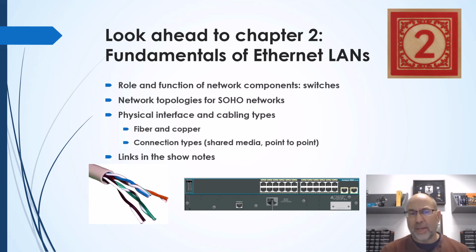So the look ahead into chapter 2 is really the role of network components, in this case, switches. We're going to talk more about Ethernet and how it works. We'll talk about some Ethernet topologies, especially for small office, home office networks. And then we're also going to talk about some of the physical interfaces, just like the cable that I showed you, and some of the cabling types. So we talk about fiber and copper, but there's more than one kind of fiber and there's more than one kind of copper out there. And all of these links will be in the show notes for a good place to start on Ethernet if you want to jump ahead instead of just reading the chapter.